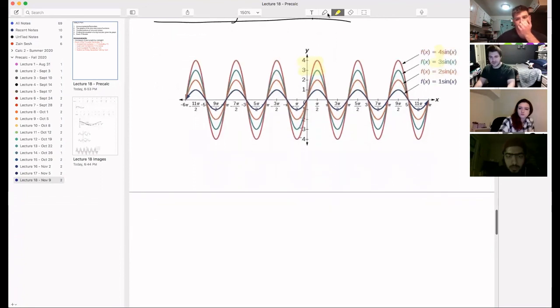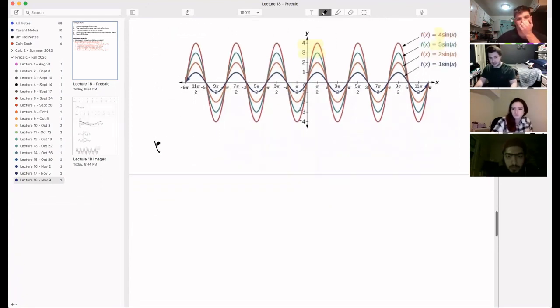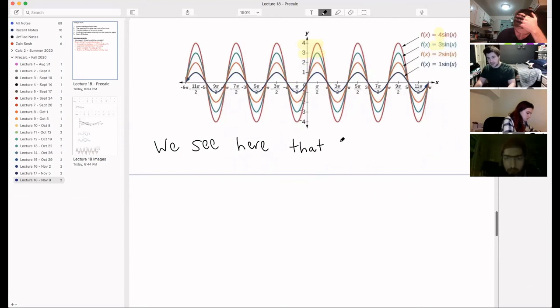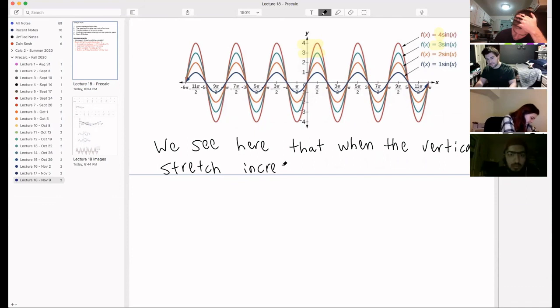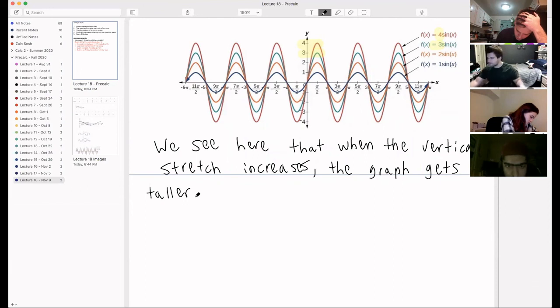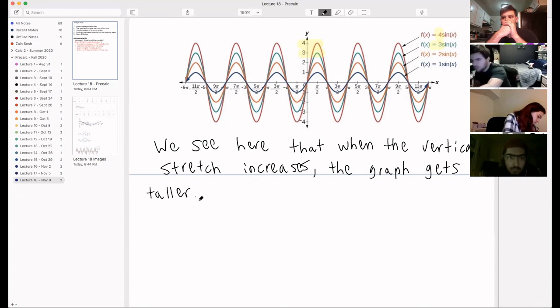So let me just write what I just said. We see here that when the vertical stretch increases, the graph gets taller. Okay, very good. So really nothing new here.